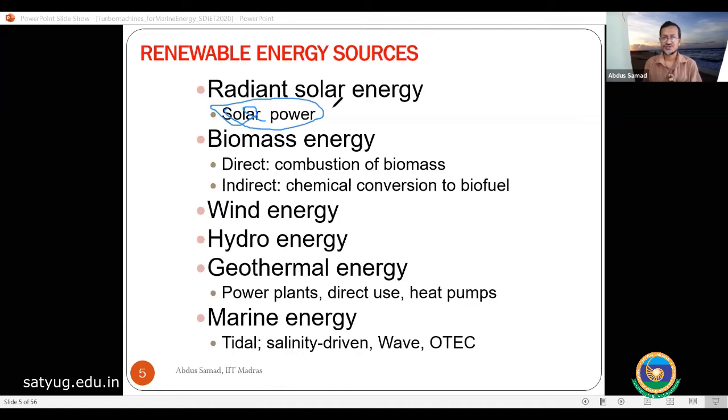Another is geothermal energy. Geothermal energy options are there in India, but it is still not very popular or not explored properly. Another is marine energy systems. I'll discuss the marine energy system.